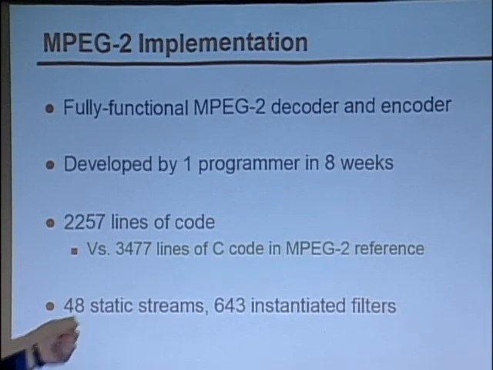And it's a pretty big program. You can write 48 static streams, and then we expand that to more than 600 instantiated filters. So this gives you a lot of flexibility when you're trying to get some parallelism.